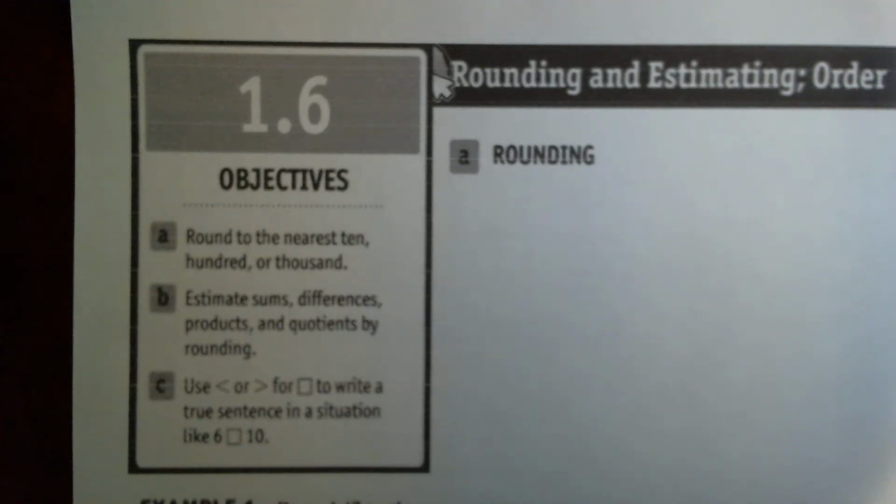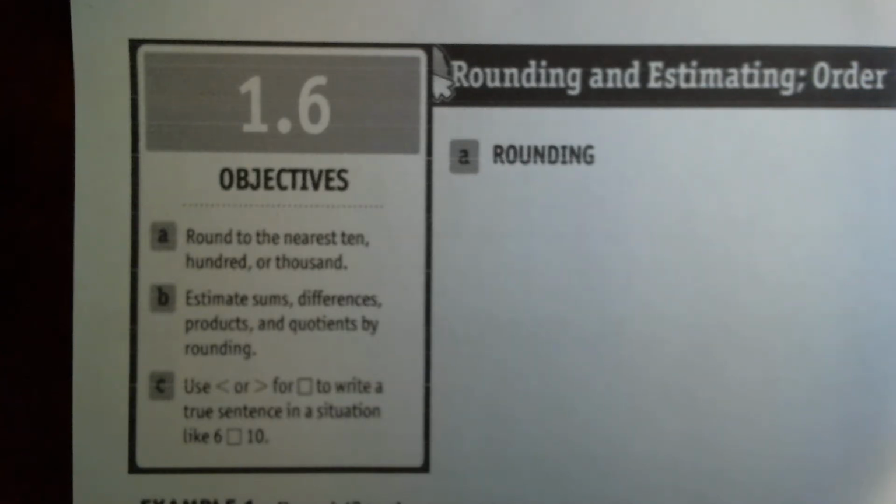Section 1.6 covers two main topics. One is rounding and estimating, and also about order. We round numbers in various situations when we do not need an exact answer. For example, we might round to see if we are being charged the correct amount in the store, or we might round to check if an answer to a problem is reasonable, or to check a calculation by hand or on a calculator.